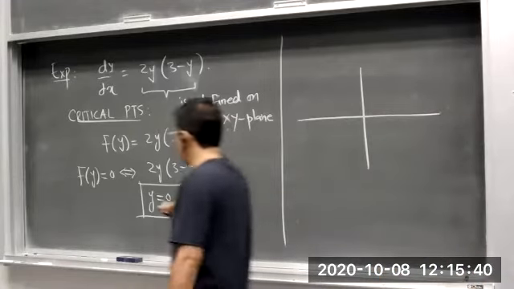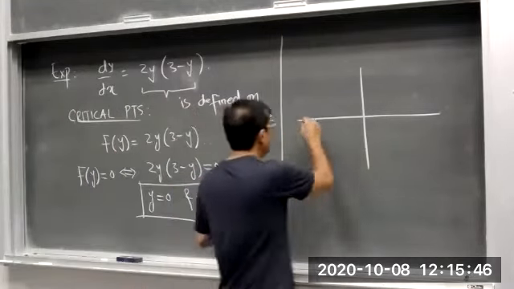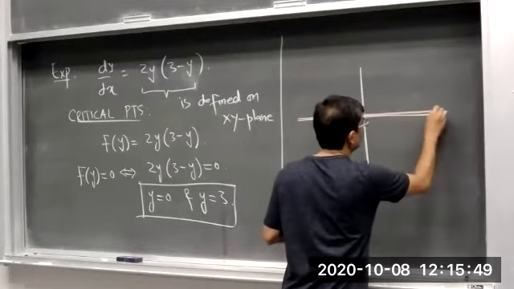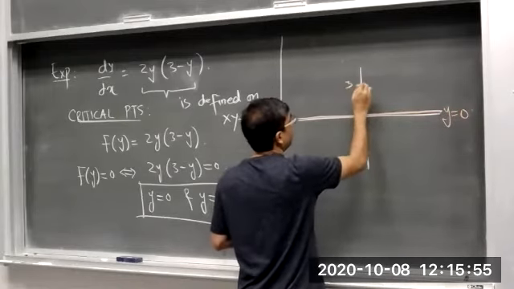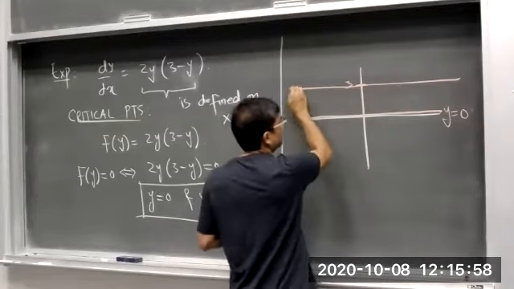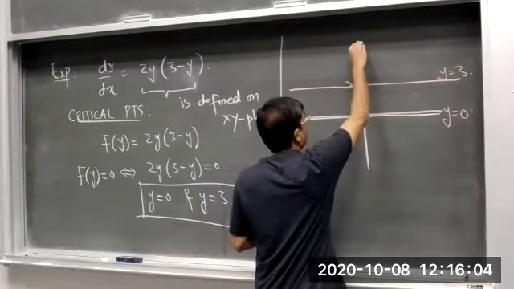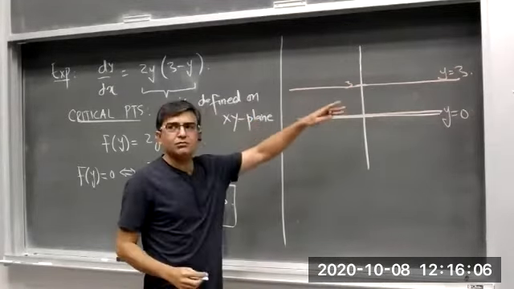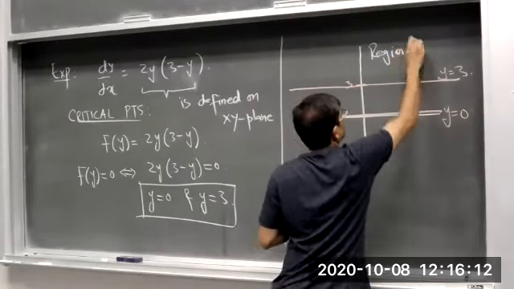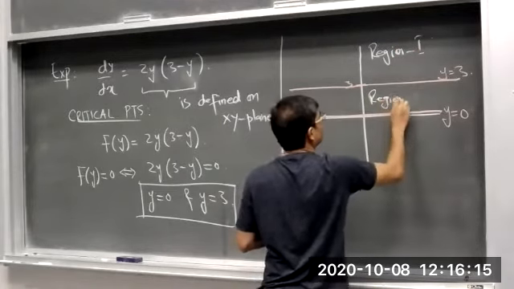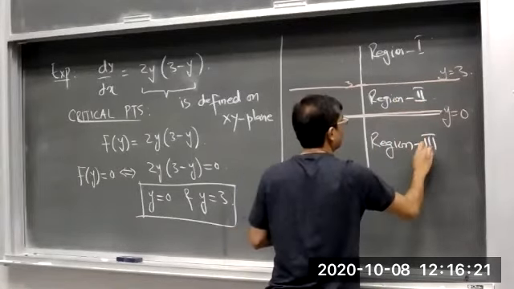So what these critical points do is they actually divide the xy plane into subregions. For example, here you have y is equal to 0 and y is equal to 3, so you have two lines. y is equal to 0 is this line. And y is equal to 3, for example 3 is here, then this line is y is equal to 3. Now, these critical points have divided the xy plane into 3 regions. This is your region 1, this is your region 2, and this is your region 3.